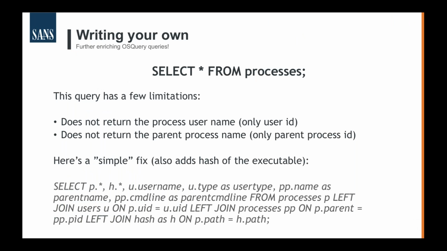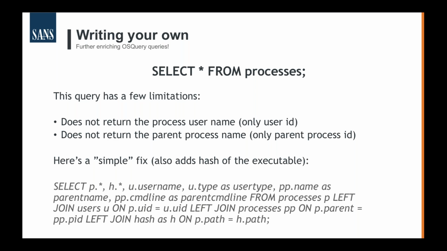So, writing your own stuff. Let's zoom in on this. A couple of examples. We're going to use these during the demo as well, but just a couple of things to take into account. Select star from processes. This is an interesting query, as you can see, because it's going to return process information. The query, however, has a few limitations. For example, it does not return the process username. It only returns the user ID of the process, which makes sense, right?